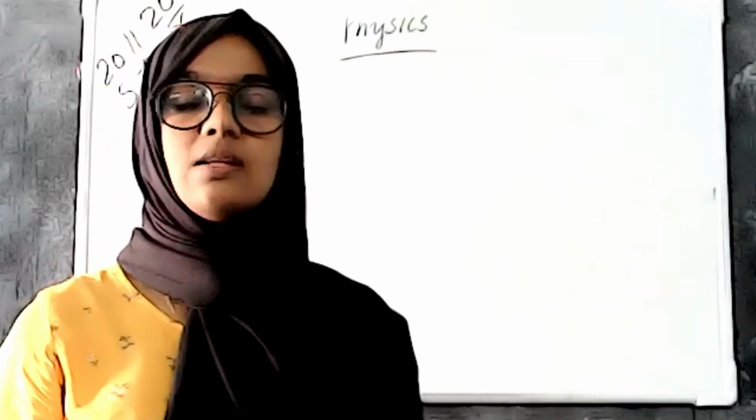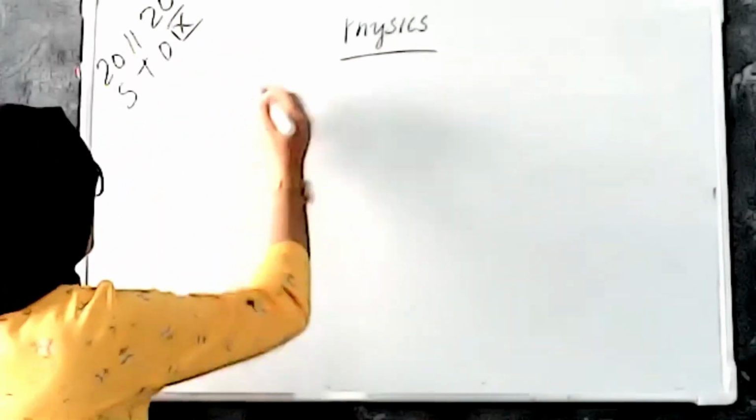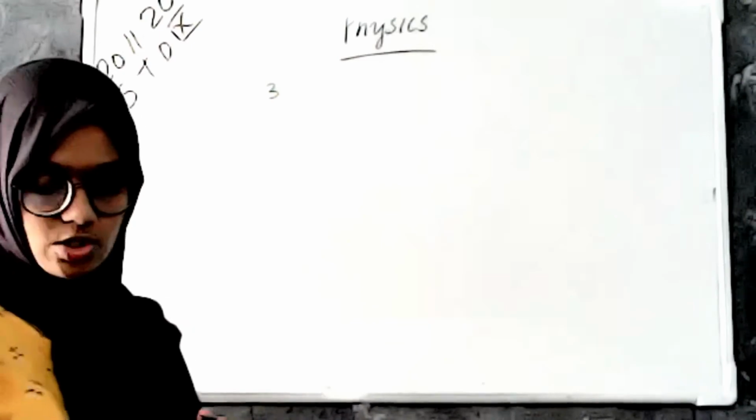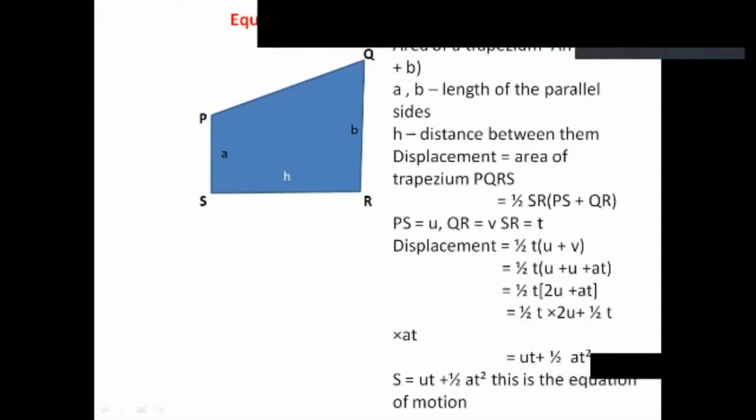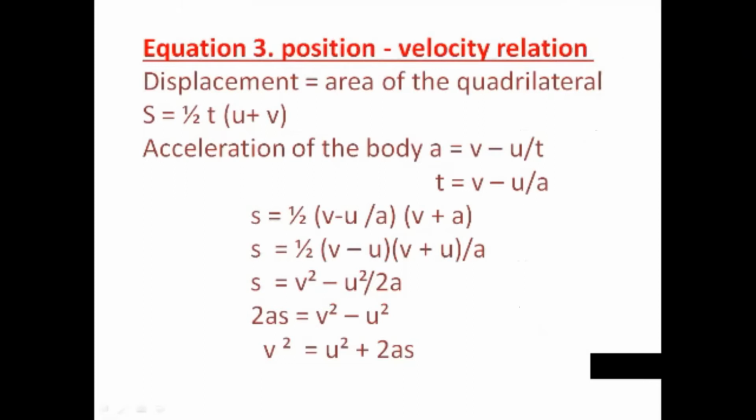For understanding the third equation of motion, we want to go through our slide. The third equation of motion shows the position and velocity relation. In the first equation, we used the velocity time relation. In the second equation, we used the position time relation, and in the third equation, we are discussing the position and velocity. So we want to find the position velocity relation using the graphical derivation.